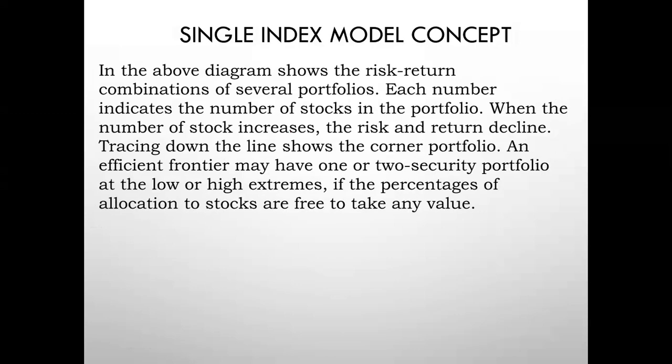The diagram has been given like that: the actual front and corner. The diagram is just discrete combinations of several portfolios. Each number indicates the number of stocks in the portfolio. When the number of stocks increases, the risk and return decline. So as you increase the stocks, the risk will decline in this model concept.